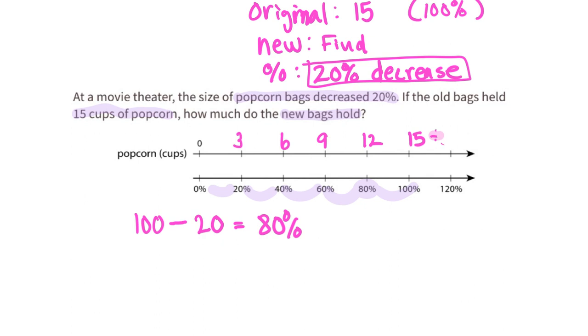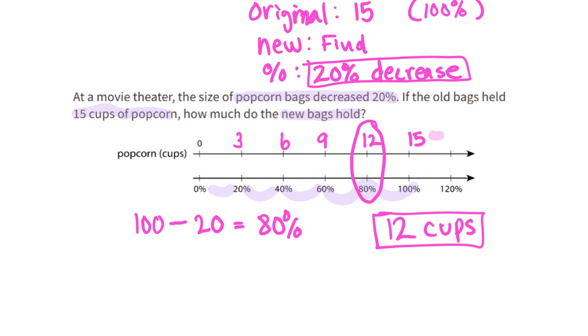And we can check to see if we did it right by looking and seeing if the increments are evenly spaced. And they are, so we're good. So then we look at our table. There we go. And that means that the new popcorn bag holds 12 cups.